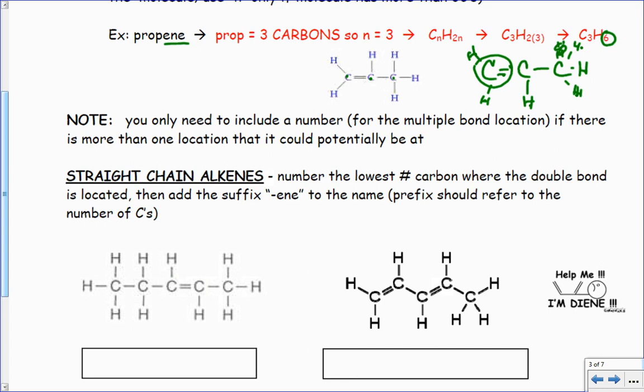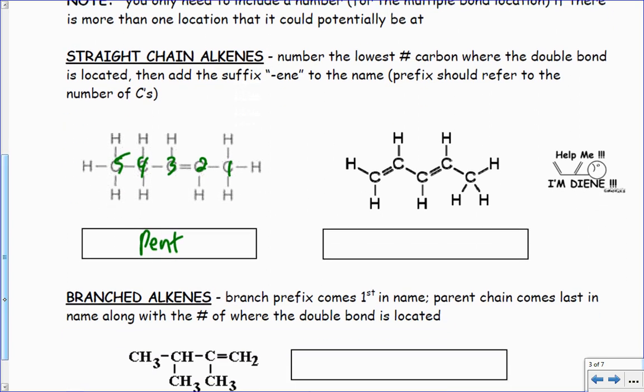Let me name it the other way. 1, 2, 3. Now the double bond is at the 2nd carbon, so I want to start at the right and name over 1, 2, 3, 4, 5, so that the double bond is at the smallest numbered carbon. 5 carbons is pent. I'm going to raise this board up a little bit so I don't have to bend over. A double bond is an ene, and it's at 1, 2, so it's 2-pentene.